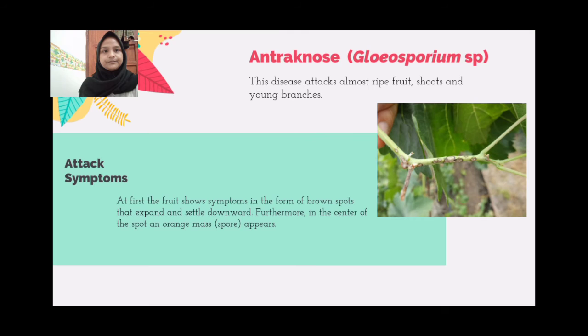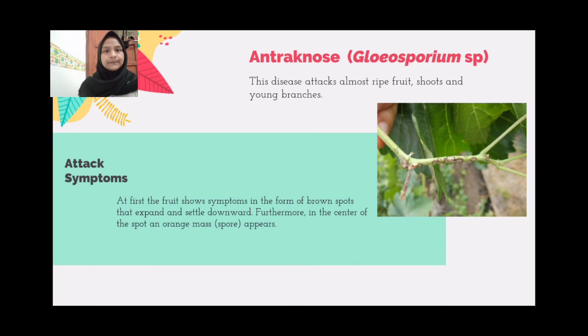Next is anthracnose disease or Colletotrichum sp. This disease mostly attacks ripe fruit, shoots, and young plants. And the attack symptoms of this disease are, at first, the fruit shows symptoms in the form of brown spots that expand and sink downward. Furthermore, in the center of the spot, an orange mass of spores appears.